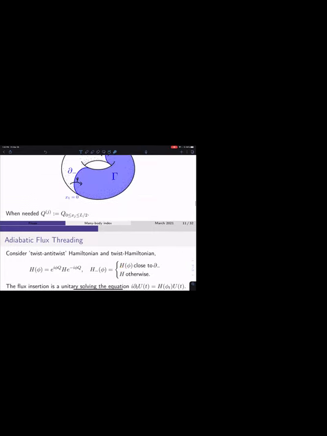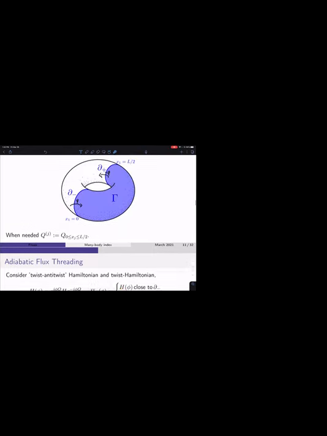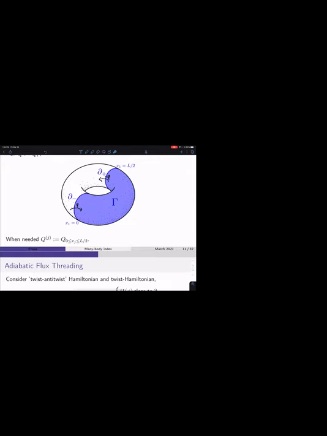And the twist Hamiltonian differs from the original Hamiltonian H only close to the boundaries. There is no change in the bulk. So for the twist Hamiltonian, we only keep the change close to the minus boundary, and close to the plus boundary, we revert back to the original Hamiltonian.